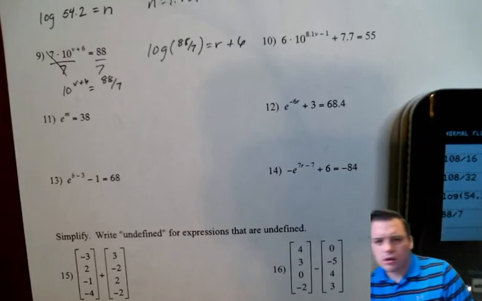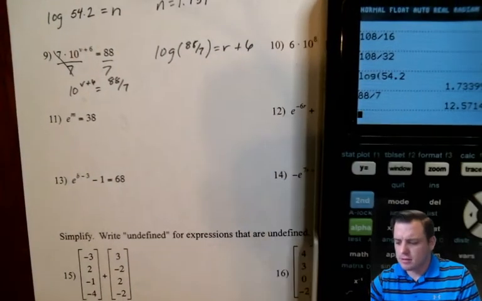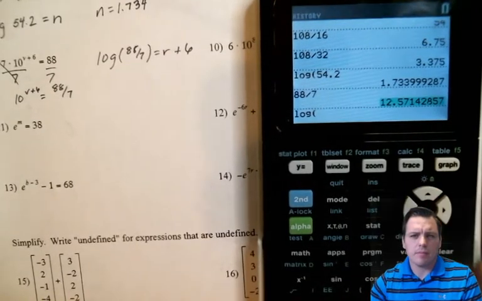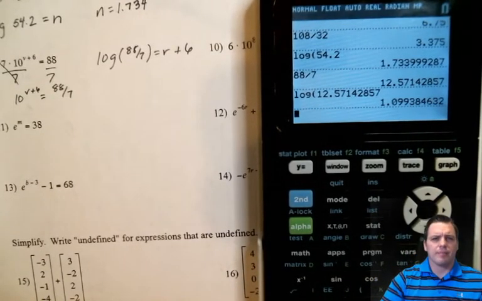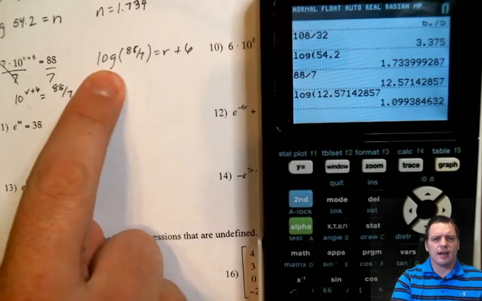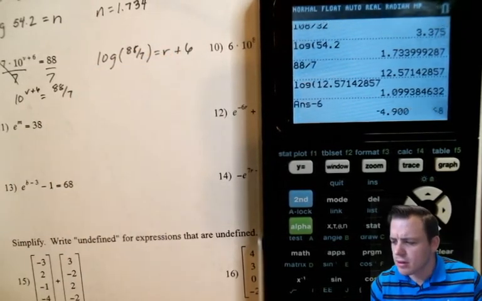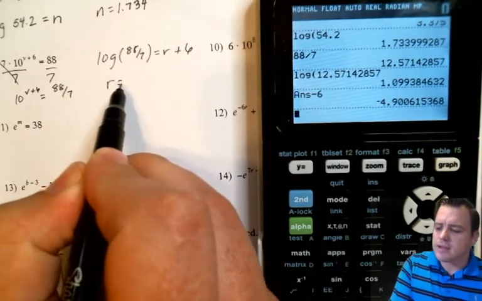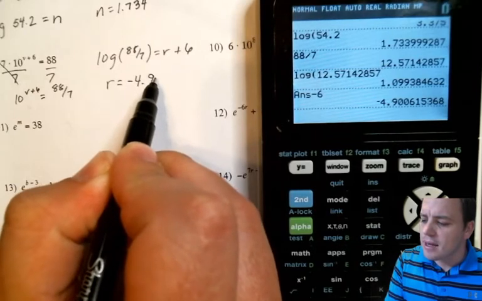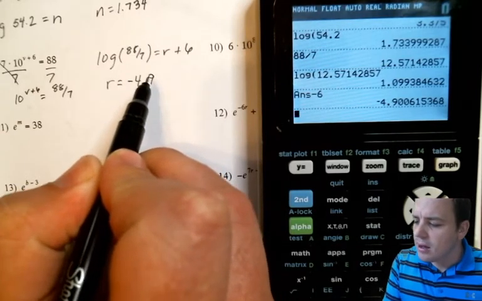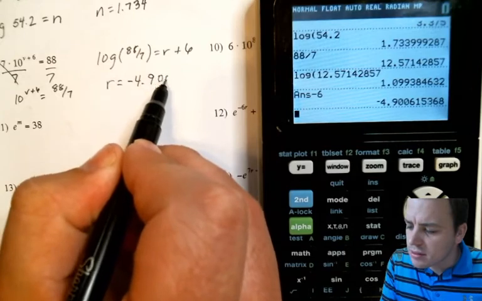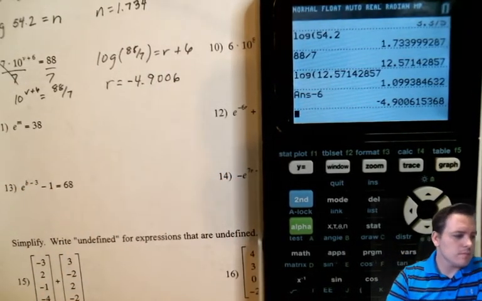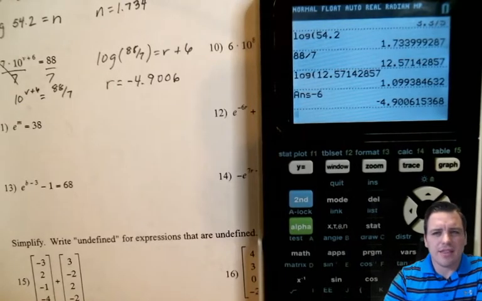So I'm going to type in log of the answer I just found there, and that's what it would be on the left side. Now I just need to subtract 6 from that number and get 4.9. R is equal to negative 4.9006. Make sure you include those, because it's to the 10,000ths.